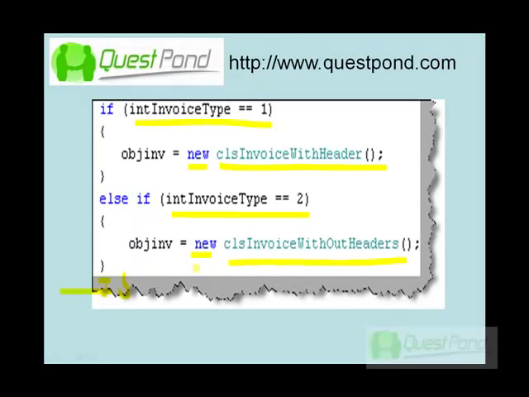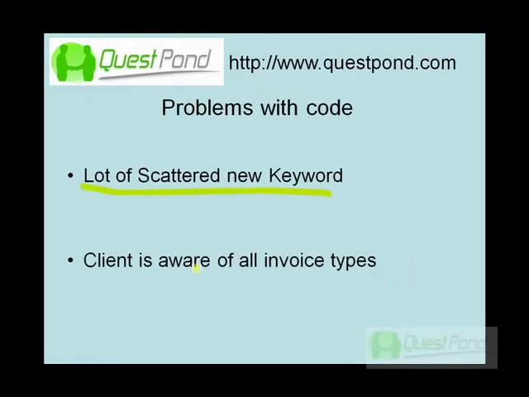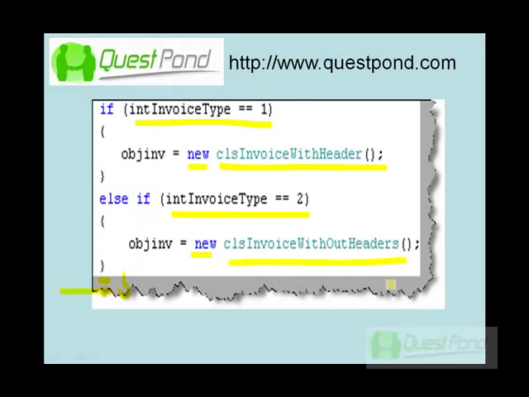Because of this new keyword scattered across the client code, your client code complexity increases drastically, and this also leads to maintenance problems associated with the code. The second problem is that the client is aware of all the invoice types. Because it is using the new keyword, it is aware that there is a CLS invoice with header concrete type and a CLS invoice without header concrete type. And tomorrow, if he adds one more concrete type, let's say CLS invoice with footers, then he has to know that this kind of type exists.